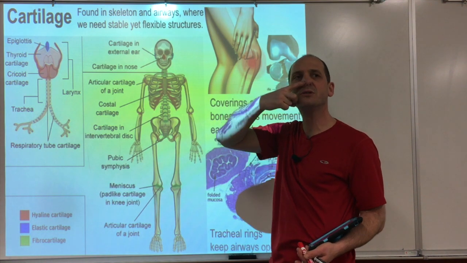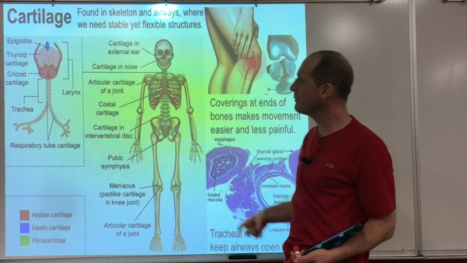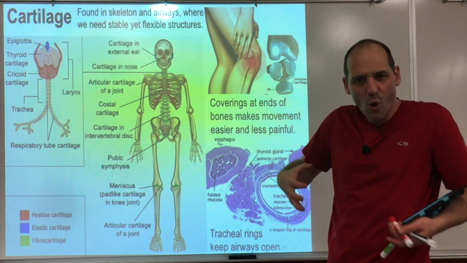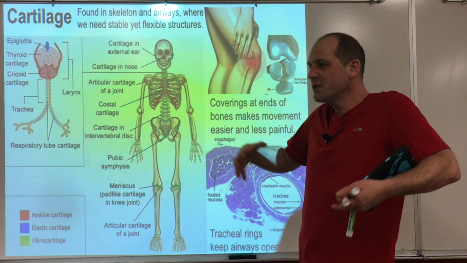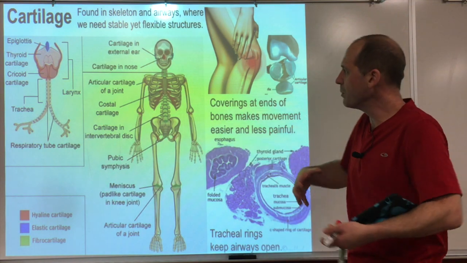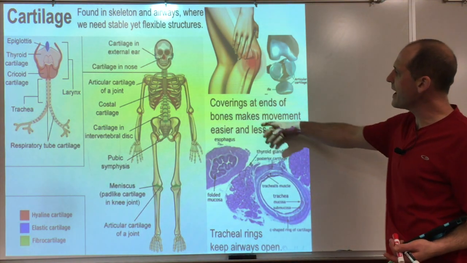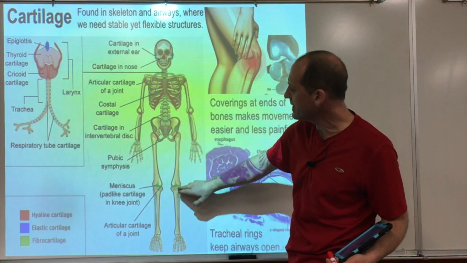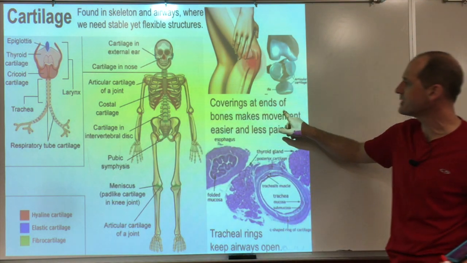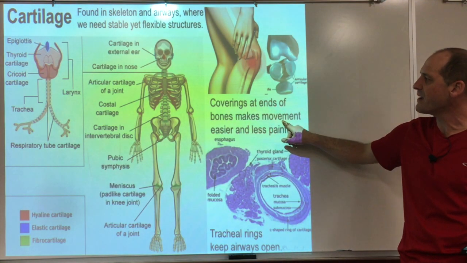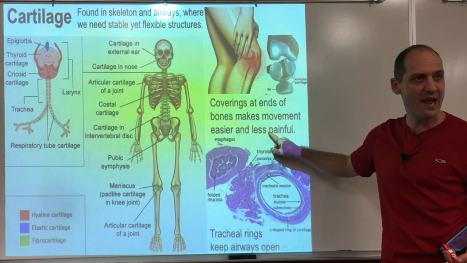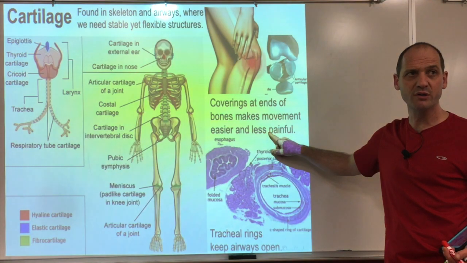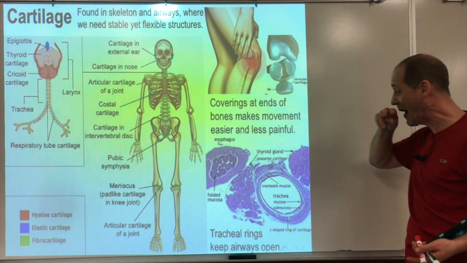Like the nose, you need stable and flexible. Like here, cartilage in the ribs. You need them to be stable and hold those lungs together, but you also need them to have a little breathing room. They need to move a little bit. So we have them here in the ribs, we have them in the nose, for example, but we also have them heavily at the ends of bones. The covering at the ends of bones, they make movement easier and less painful. If you have a knee that's arthritic, it's bone to bone, you know what we're talking about.